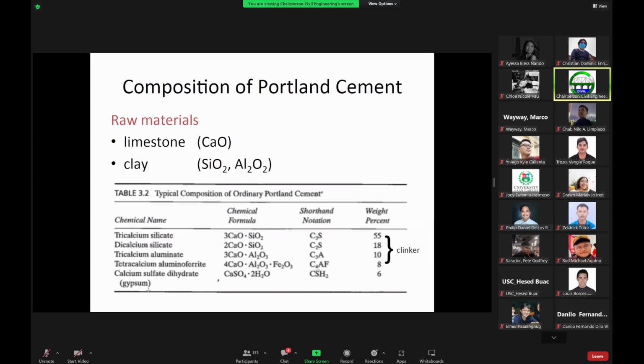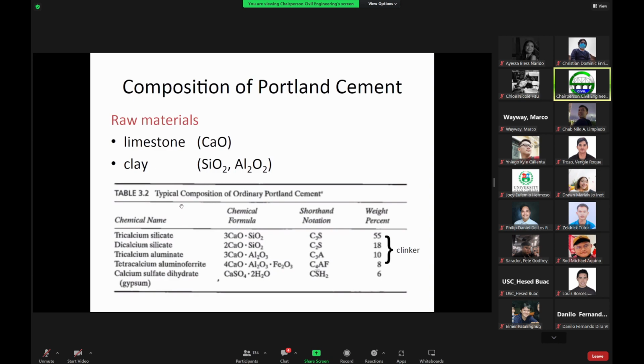So the burning process in your kiln, remember we heat up your limestone and clay to around 1,600 degrees. That burning process will release a lot of carbon dioxide into the environment. So the making of your Portland cement is not exactly environmentally friendly.